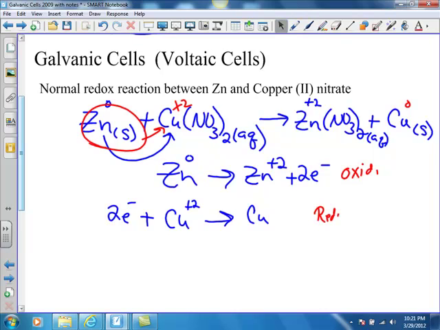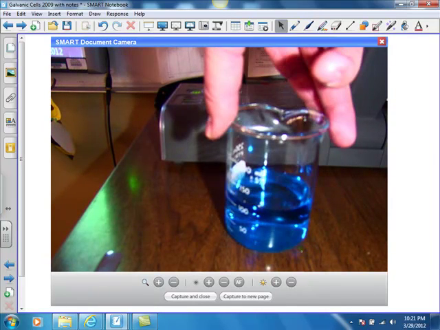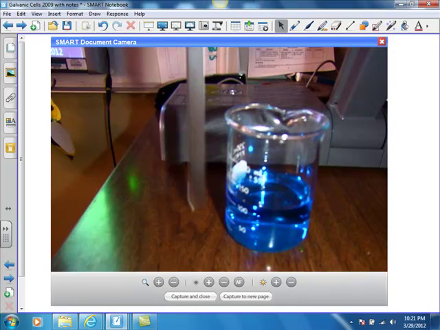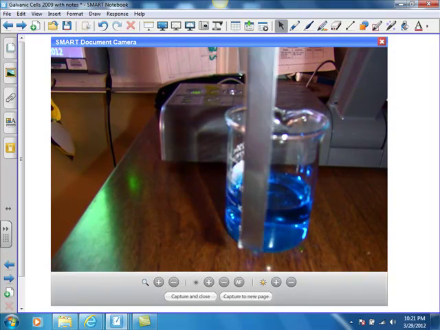And I'm going to try to show that, and this is where things could go all wrong. So what I have here is a beaker of copper nitrate, and here I have a piece of tin metal, and I don't know if you can see that very well.